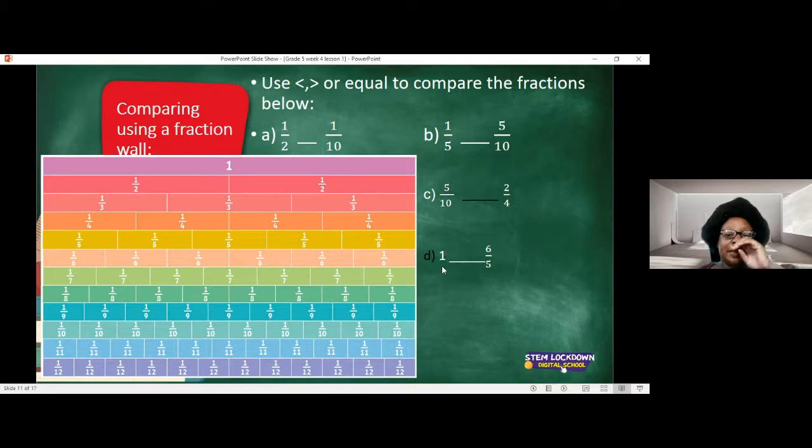So I would like you to do this activity at home as your homework.